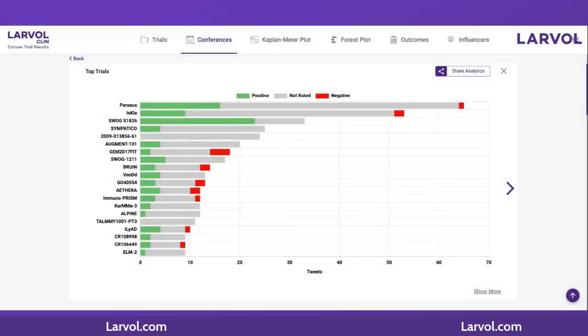These are the top data disclosures, the top abstracts, the top presentations that took place a couple of days ago at ASH in San Diego. And I was there, and we're going to talk about what LARVOL has as a unique way of tracking and navigating the data.